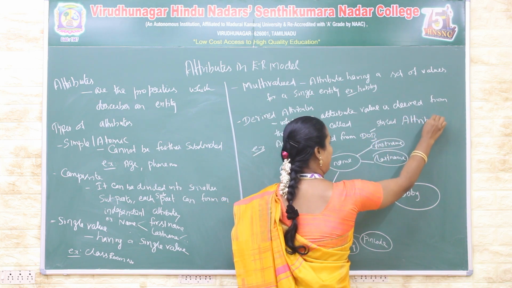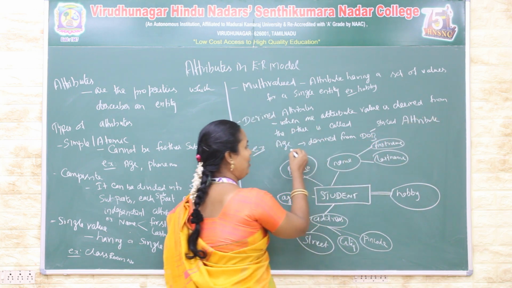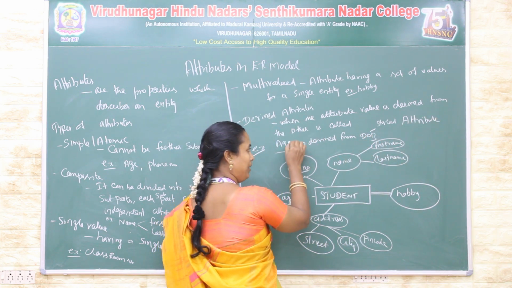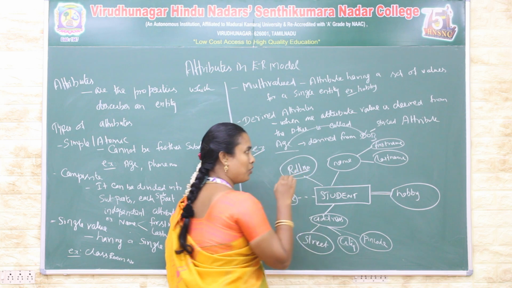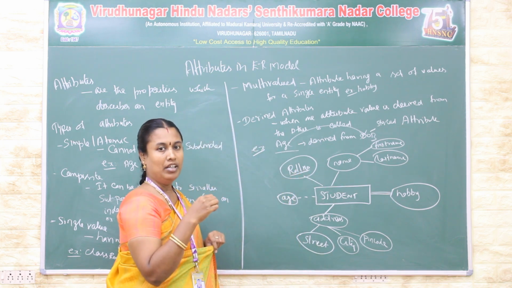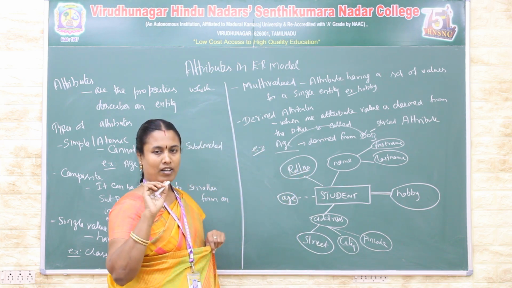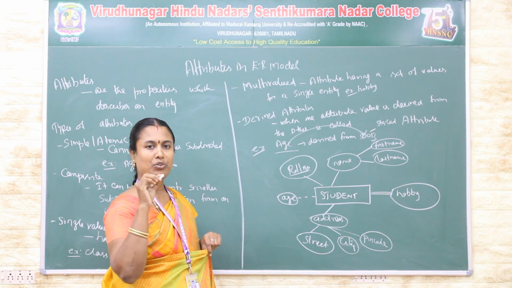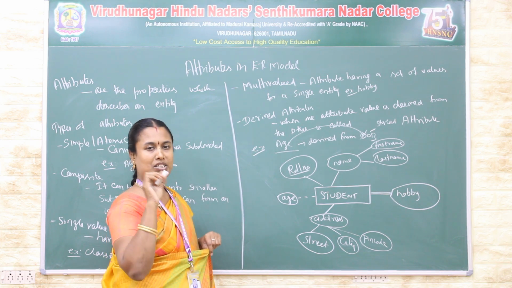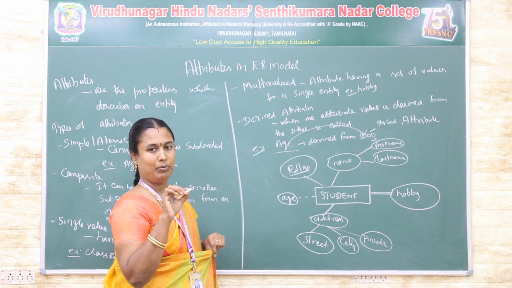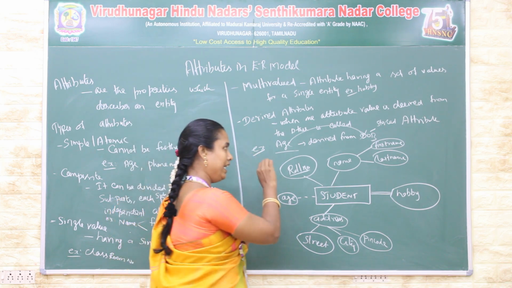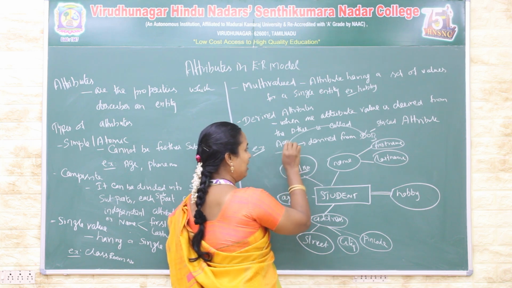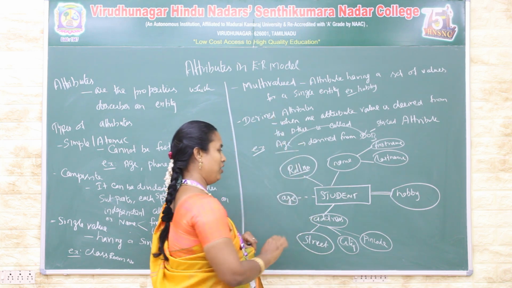So what does derived attribute mean? The value of a derived attribute depends on one of the stored attributes or some other attribute. Here DOB can be called a stored attribute, and age can be called the derived attribute. If you want to know the value of age, you must know the date of birth of the person, and only then can you specify the age. So here age is the example for a derived attribute.